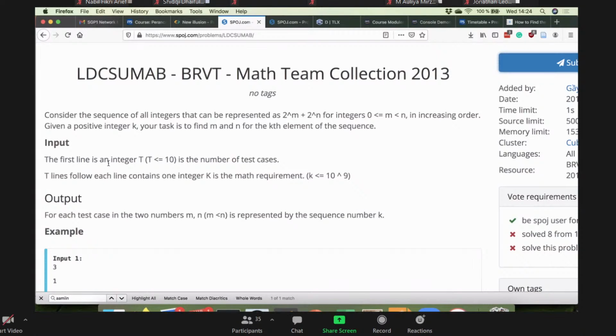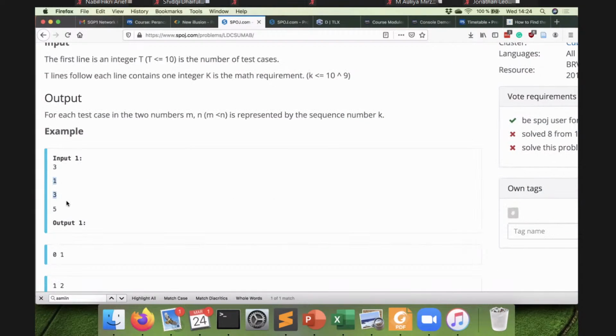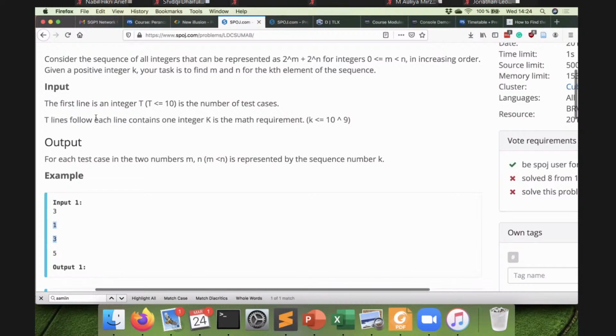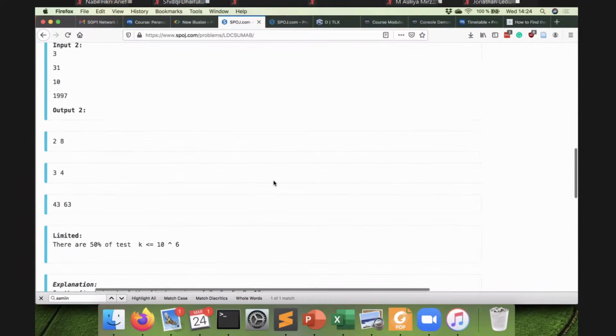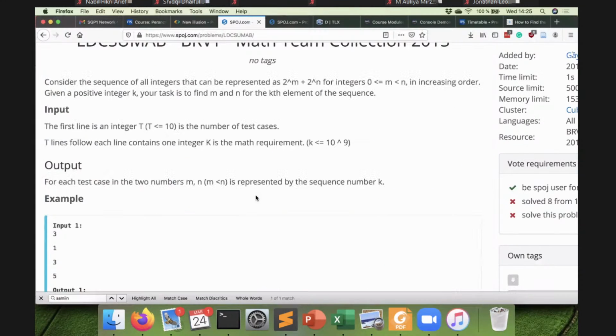The input, the first line is an integer t, the number of test cases, which is normal, widely used. T lines follow, each line contains one integer k. It means that this is the sequence number, which is from 1 until 10 powered by 9. And the output for each test case is the two numbers m and n. You see over here, the rule is m less than n. It's represented by the sequence number k.